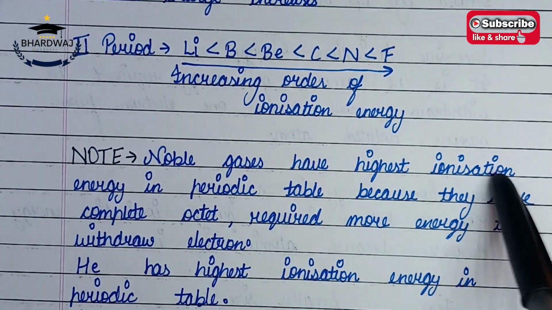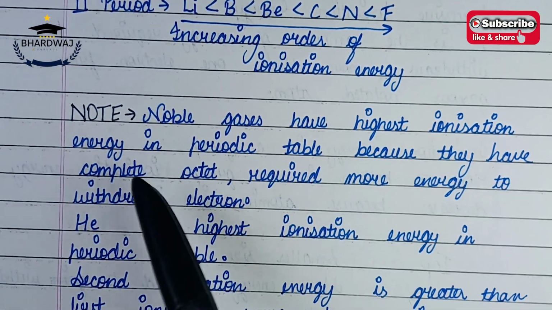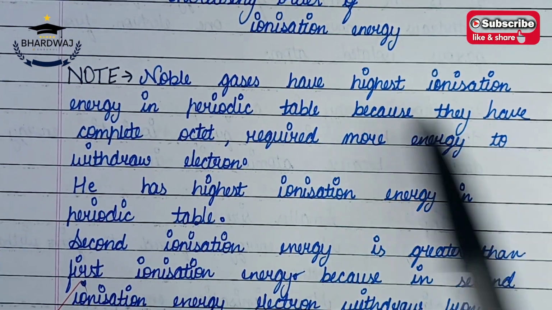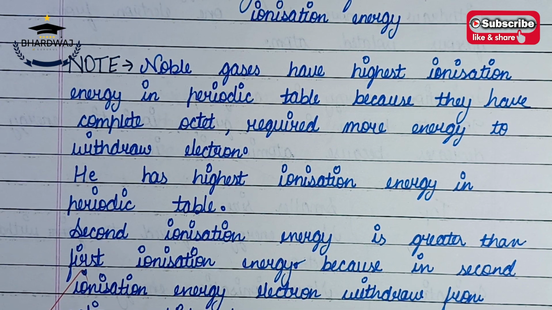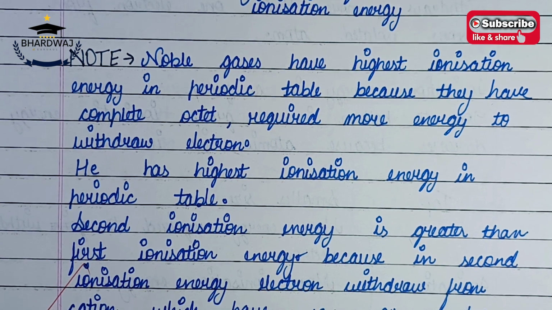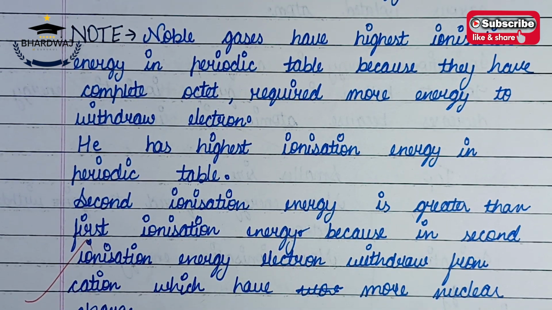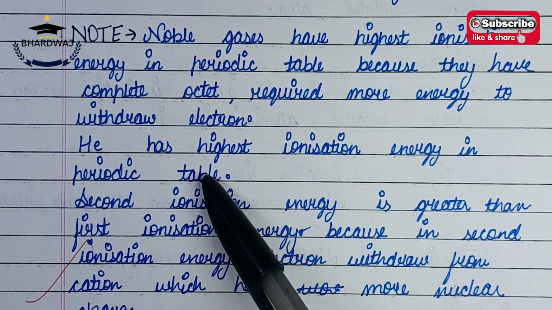Noble gases have highest ionization energy in periodic table because they have complete octet, required more energy to withdraw electron. Noble gases have complete 8 electrons in their valence shell. If we do the electronic configuration and see, if an atom is a noble gas, more energy is required, that's why they have the highest ionization energy. Helium has the highest ionization energy in periodic table.